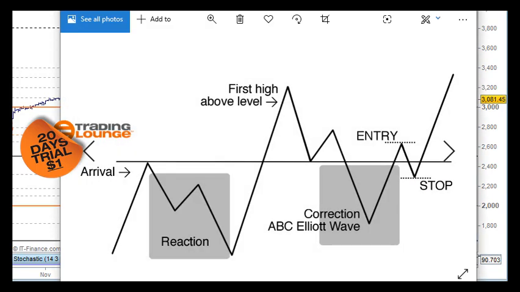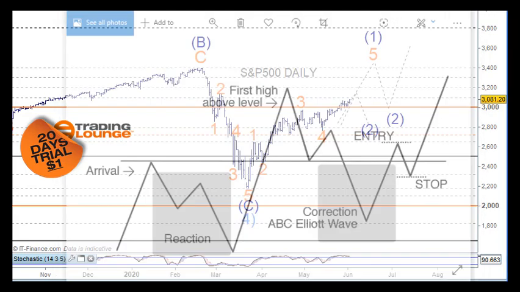Across the 3,100, we'll have the arrival, the reaction, the first high above the level, and a correction. Then we'll look to go in, bring these highs down here until we get clicked in, and we can use these as second trades and third trades. That's what we need at 3,100, and then we'll trade to 3,200 and do the same thing again. That's what we're going to do.